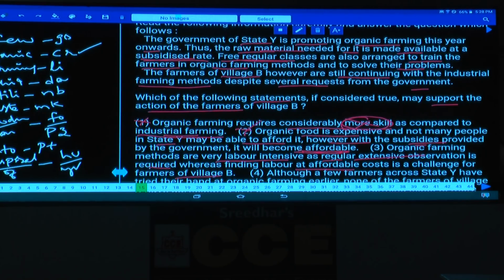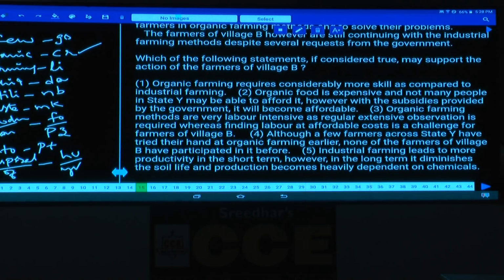Hence it is a valid reason why these people are not converting into organic farming. Then, choice 4: although few farmers across statewide have tried their hand at organic farming earlier, none of the villages B have participated in it before. Earlier these persons have not participated could not be a supporting reason, isn't it? From here onwards, as the government is supporting, they can participate.